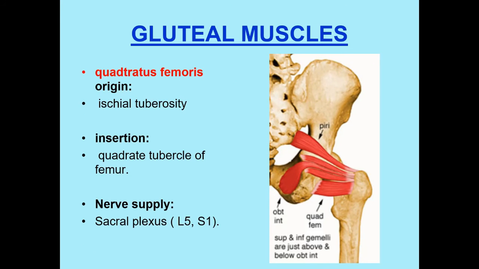Quadratus femoris. The origin of this muscle is from the ischial tuberosity. Insertion is at the quadrate tubercle of the femur. Nerve supply of quadratus femoris is from the sacral plexus. Root value is L5 and S1.